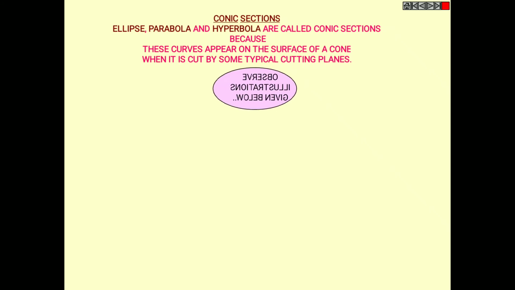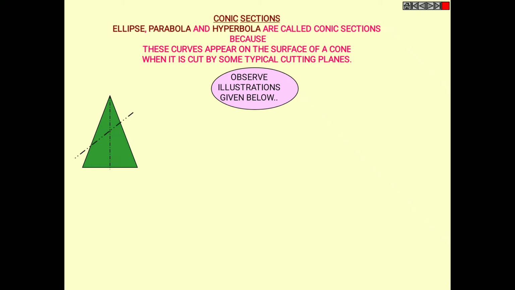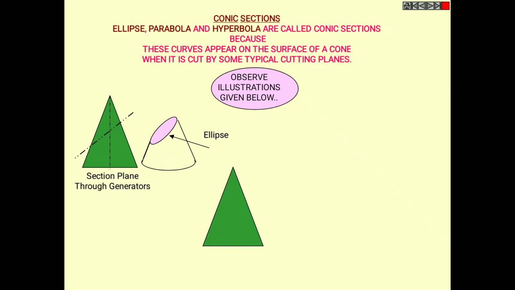Observe the illustrations given below. This we already well know is the shape of a cone. We mostly see it in a birthday cap. If we cut it inclinedly, see what it is saying, section plane through generators. If you see the isometric view of it, it looks in this way. And the top view section, which is in pink color, is called an ellipse.